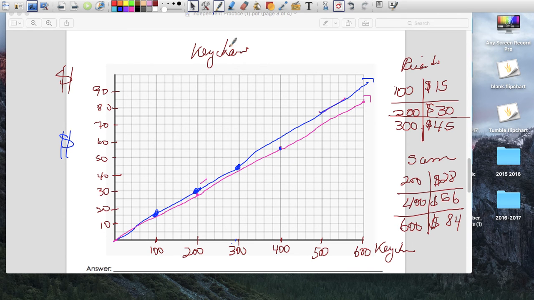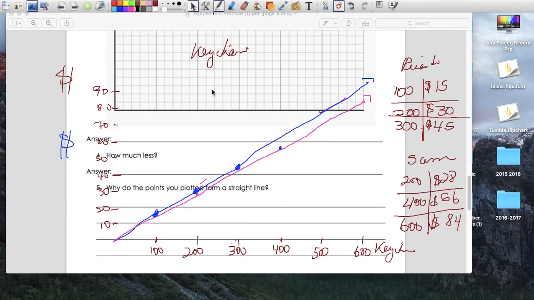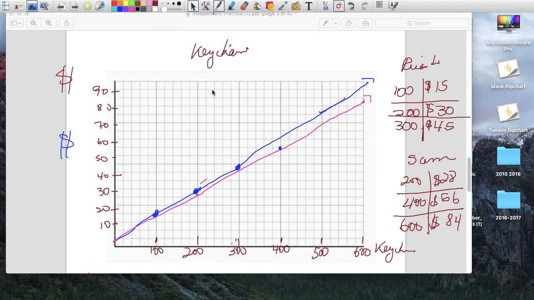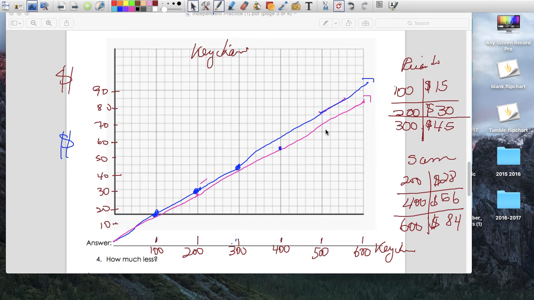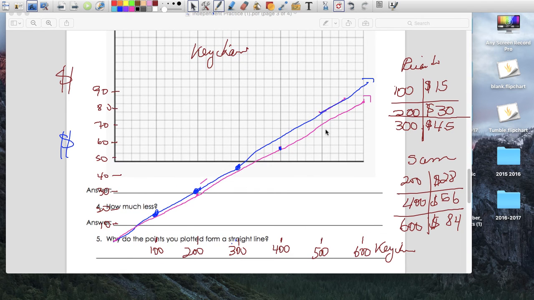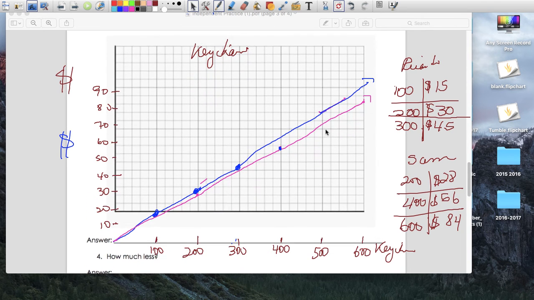Hopefully that's one of the questions at the bottom. How much less? Let's see, at 200, not that much less. At 400, the more keychains you buy, the bigger the difference is going to be. Okay. Why do the points plotted form a straight line?